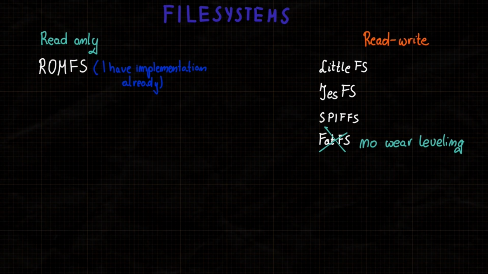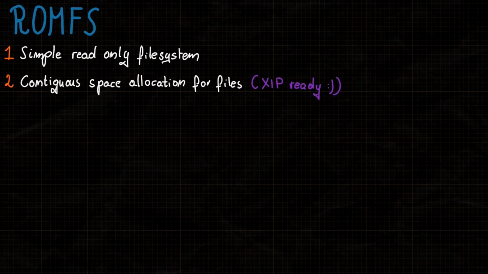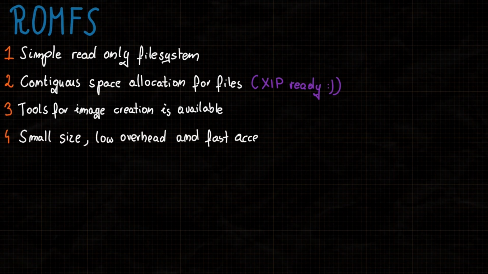I am not going to compare, for example, FATFS because it does not contain wear leveling, which is important to me. About ROMFS, it's a very simple read-only file system. In fact, its specification may fit on a single sheet of paper. Also, it uses contiguous space allocation for files, so it's ready for execute in place, and I was using that file system for that purpose in the past. A tool to create an image is available on the internet, so it's easy to create, and since it's very simple, it also has a very low memory footprint.